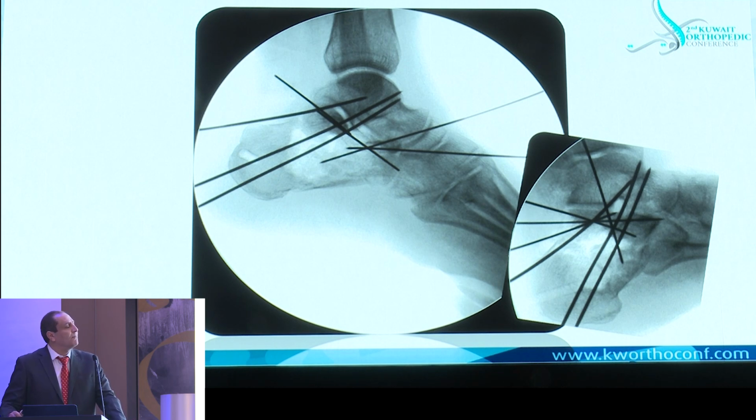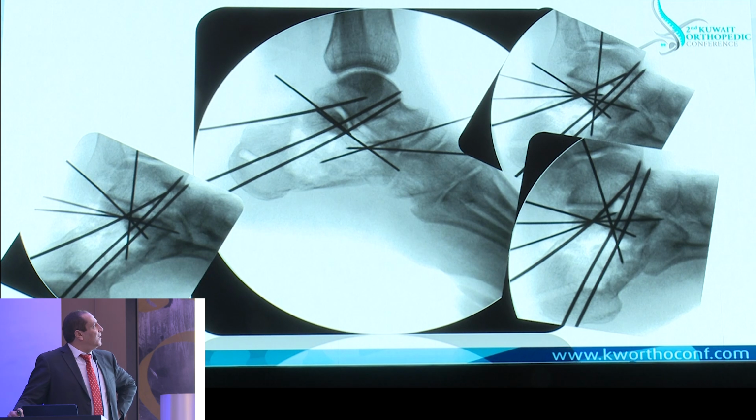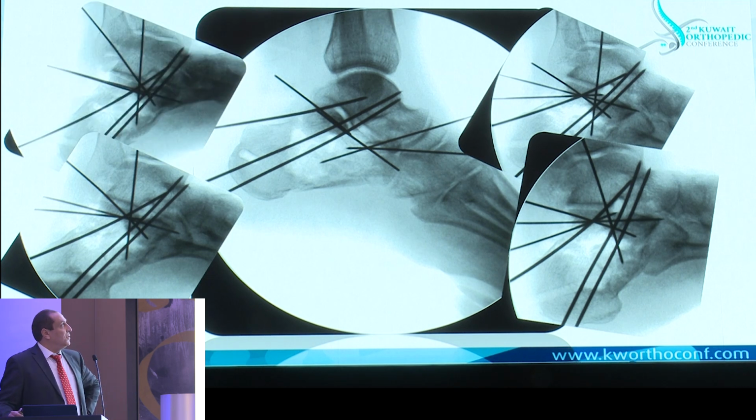The 4 degrees of the Broden's view is difficult to see by your eyes, even if we're using the headlight, because it is immediately medial to the peroneal tendons, behind the fibula. This is the 10 degree, 20 degree, 30 degree, and 40 degree Broden's view, and lateral view. Now, we are sure the articular surface is reduced, temporarily fixed by K-wires.